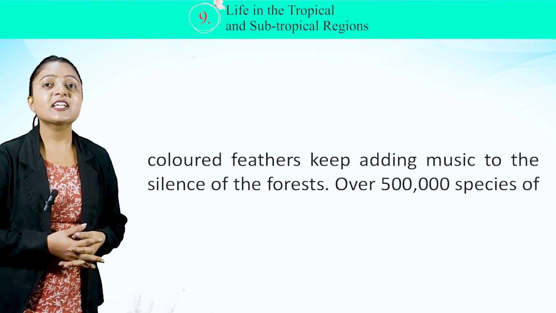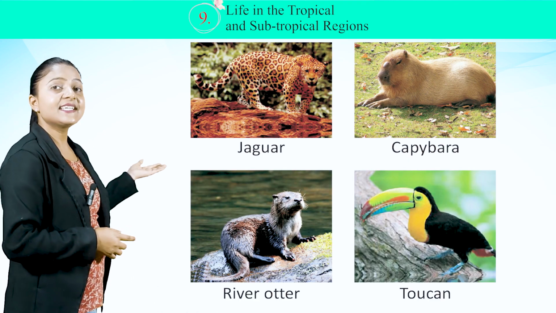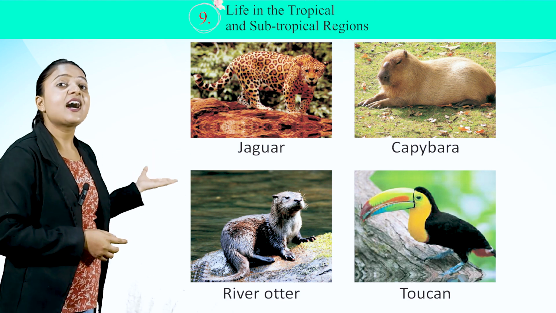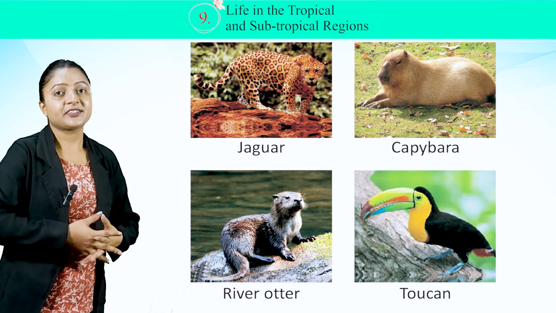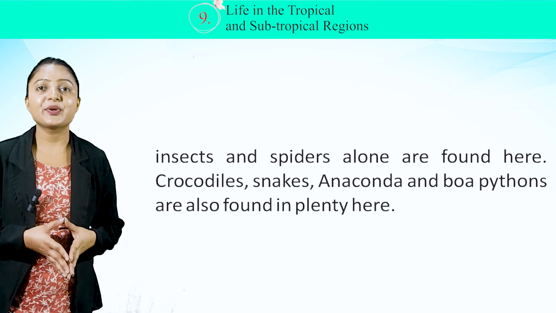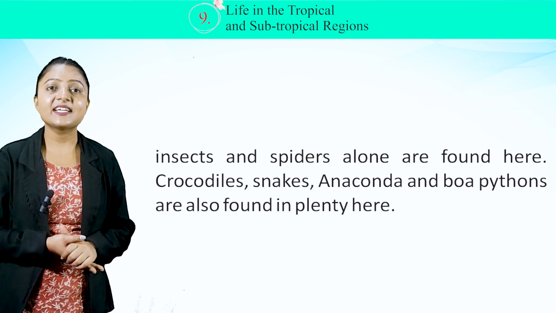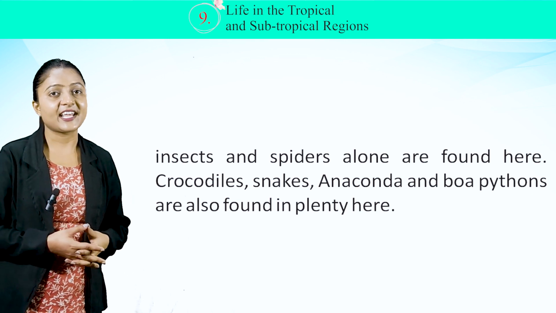Over 5 lakh species. In this image, you can see some wildlife of Amazon basin. Jaguar, capybara, river otter, toucan. Of insects and spiders alone are found here. Crocodiles, snakes, anaconda, and boa pythons are also found in plenty here.